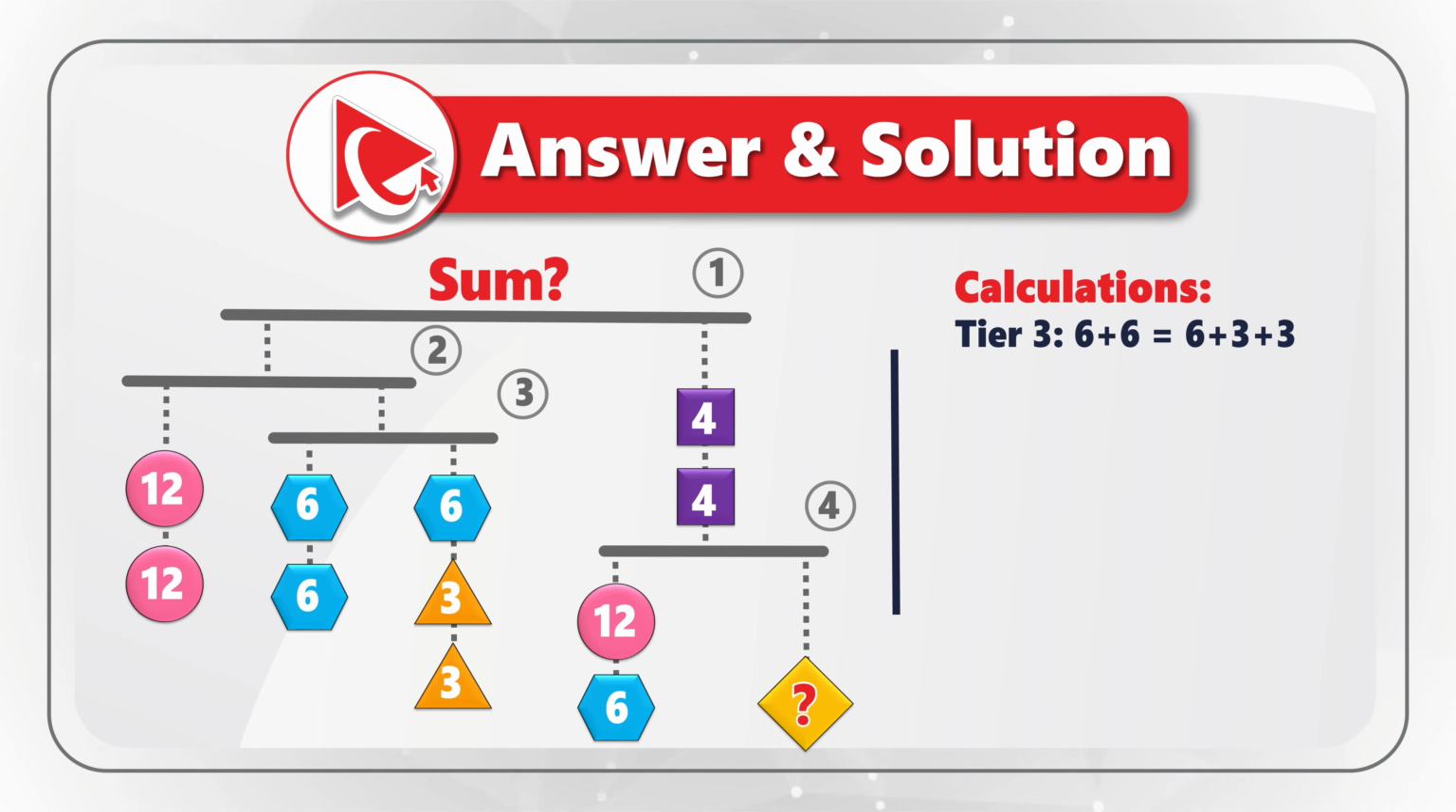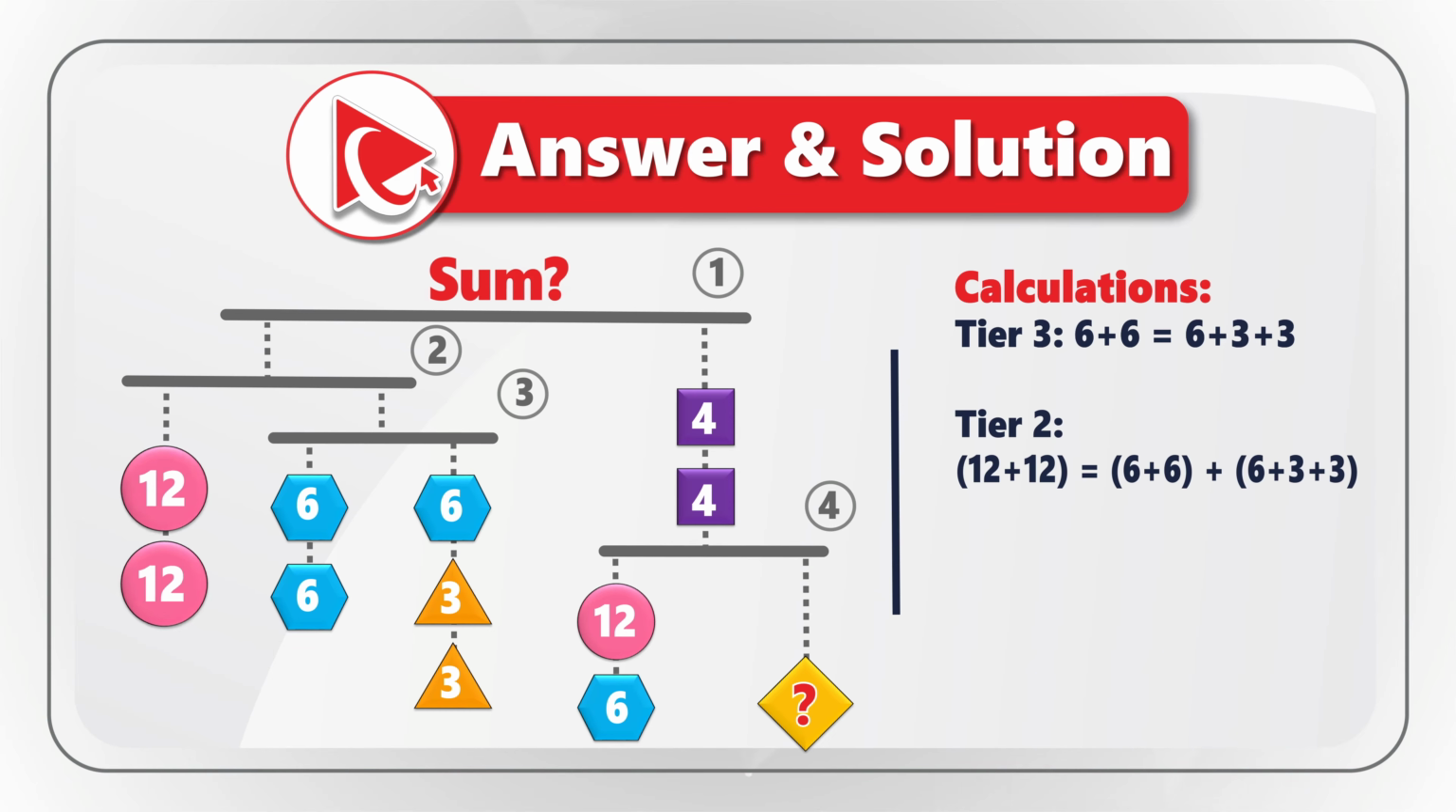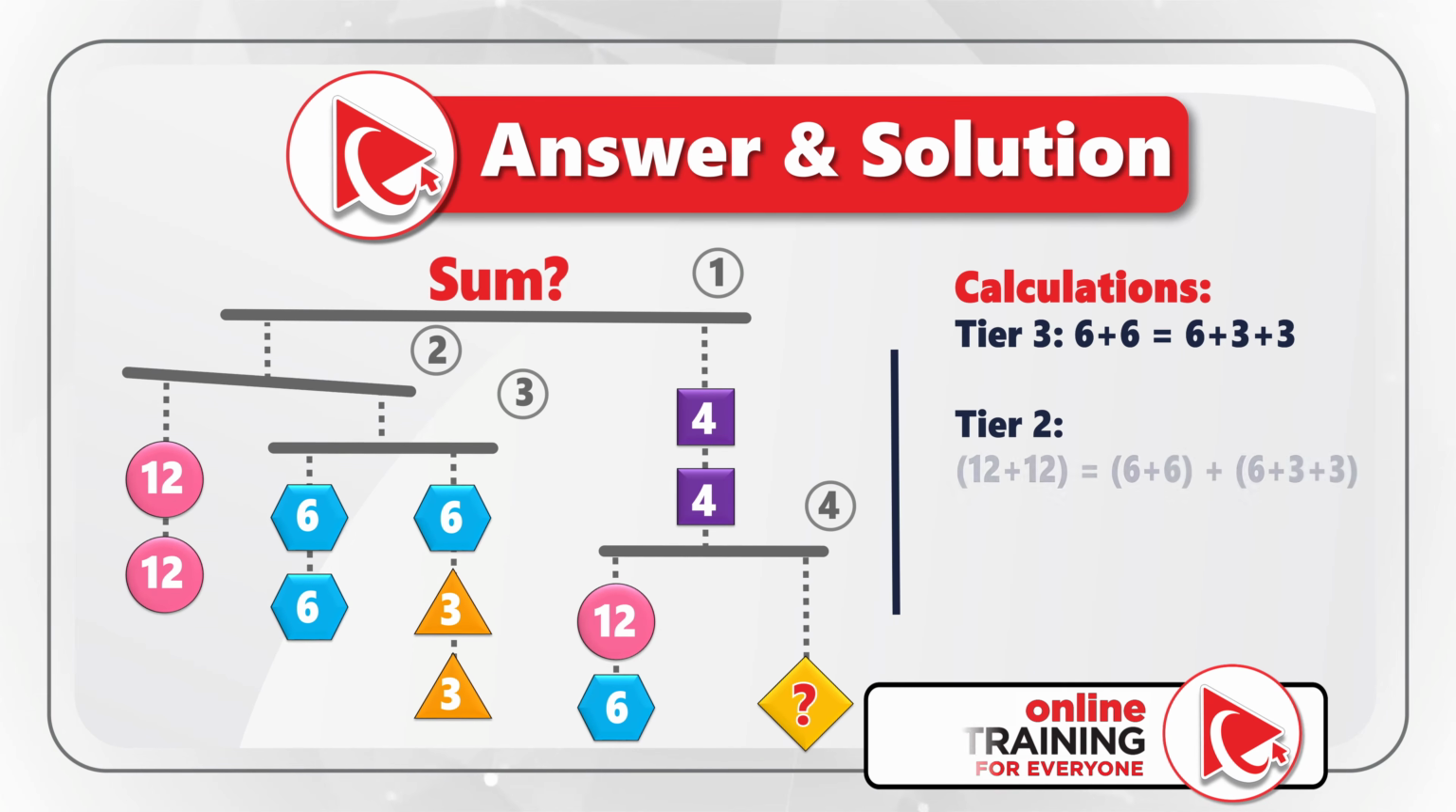Now let's look closely at the Tier 2. On the left of the Tier 2, we have 2 circles. Each circle has a value of 12. 2 circles would be equal 24. On the left of the Tier 2, we have 2 circles with total value of 24, and on the right the entire Tier 3, which also equals 24. This is what keeps Tier 2 in balance.